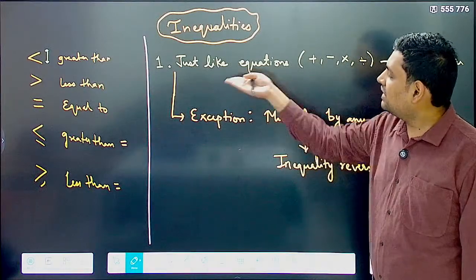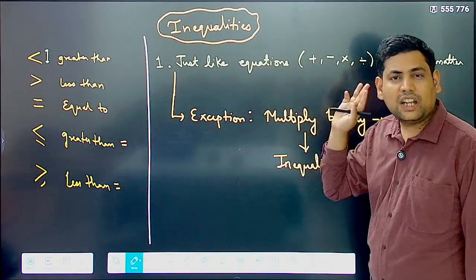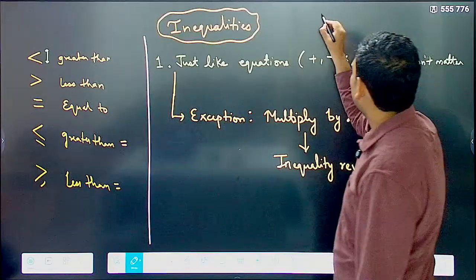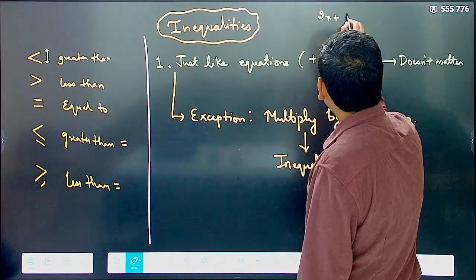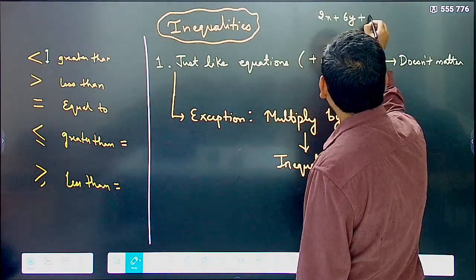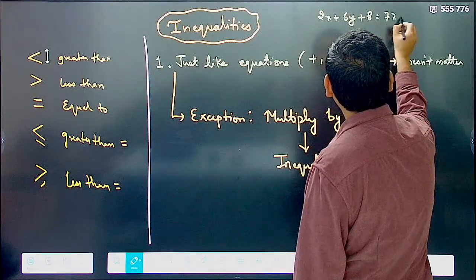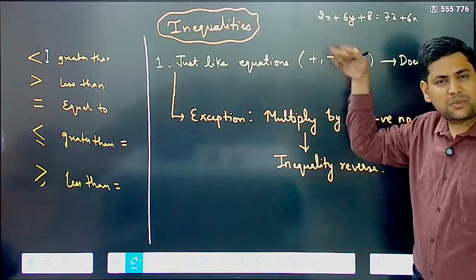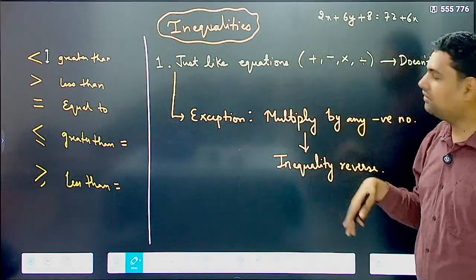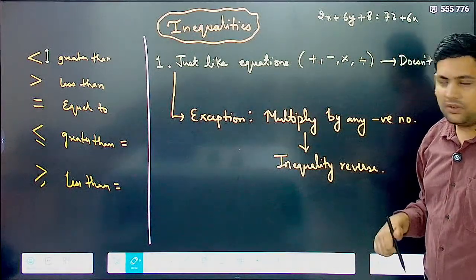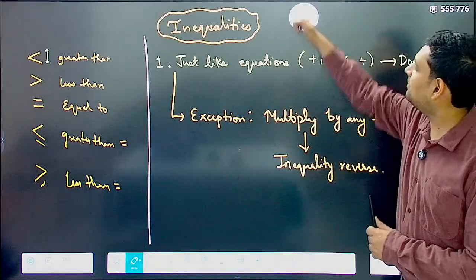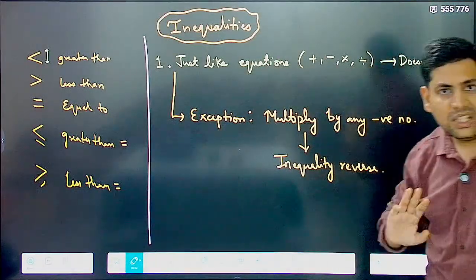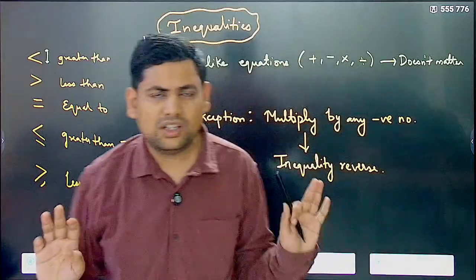First, just like equations, in equations what we used to do, for example, you used to get 2x plus 6y plus 8 is equal to 72 plus 6x. Then what we could do, we could add or subtract anything, we could multiply also with anything, correct? That is what we used to do. Now same thing can be done here also with inequalities. Inequality does not change, it remains the same.